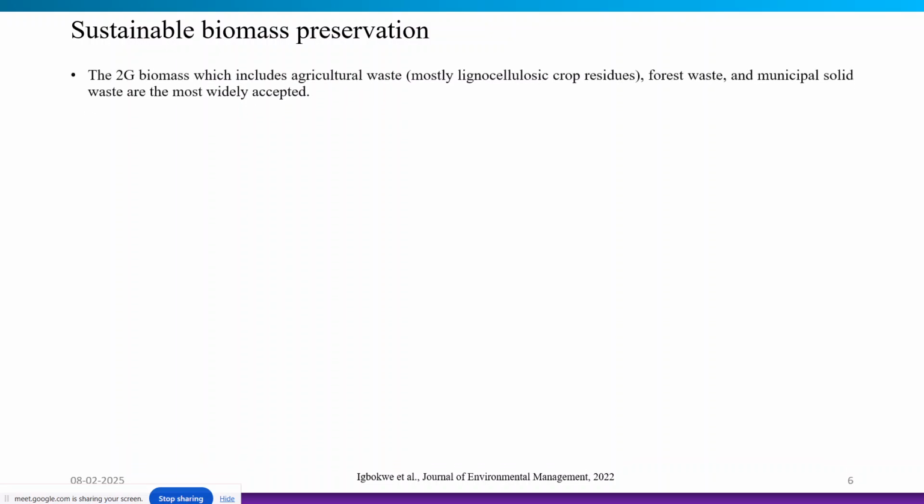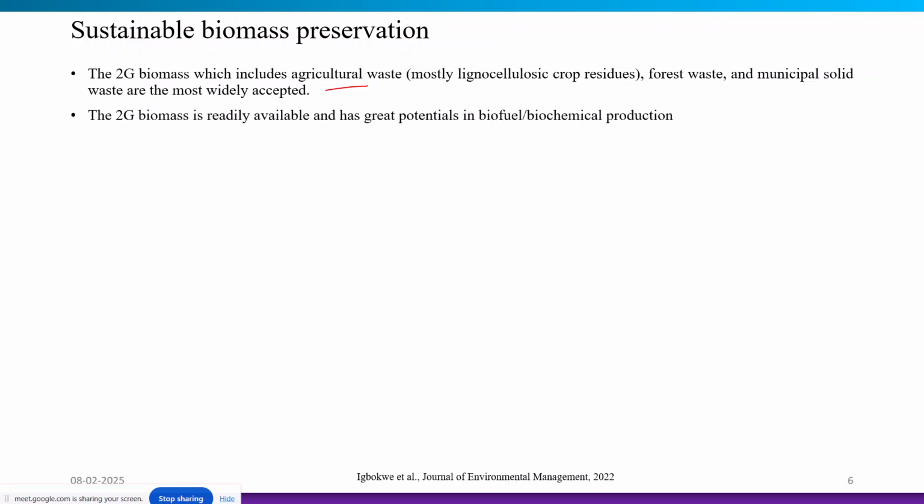Okay, so the second generation biomass mainly includes agricultural waste, mostly lignocellulosic crop residue, forest waste, and also municipal solid waste. Those are widely accepted for the biorefinery because they are produced in bulk amounts. The second generation biomass is readily available and has great potential for biofuel and biochemical production.